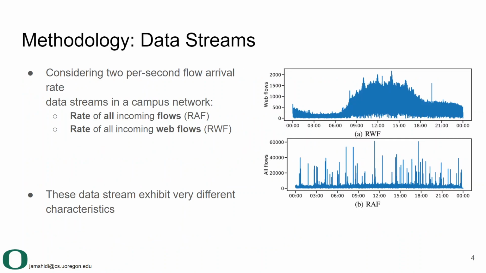In order to answer these questions, we focus on two data streams. They are per second flow arrival rates. The first one, we call it RAF, which is the rate of all incoming flows to our campus network. And the second one is called RWF, which is the rate of all incoming web flows. You can see a day's worth of the data for each of these data streams in the figure on the right side. These data streams exhibit very different characteristics. We have an in-depth analysis of that in our paper, and I refer you to the paper for those results.